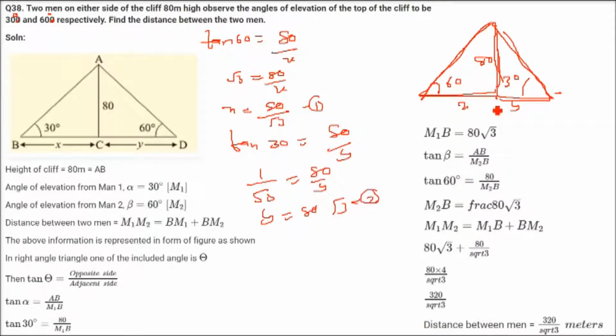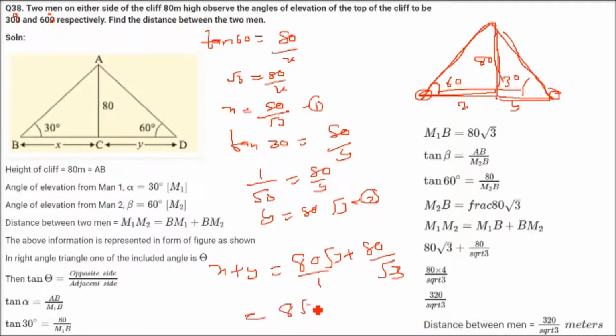So we can just add them, because we have to add these two so that we can find out the distance between these two men. So x plus y we have to do. That is 80 root 3 plus 80 by root 3. So what are we going to do? Just multiply these. 80 root 3 into root 3 plus 80 by root 3.